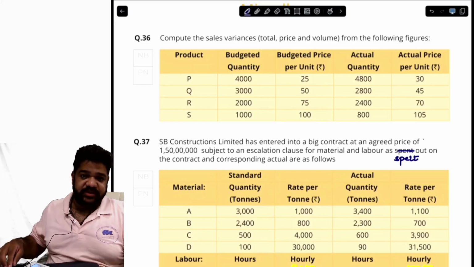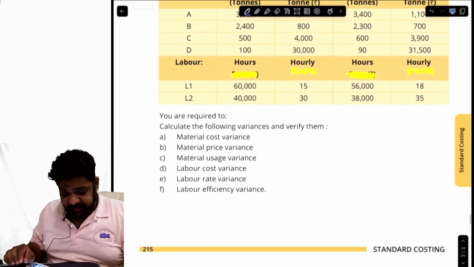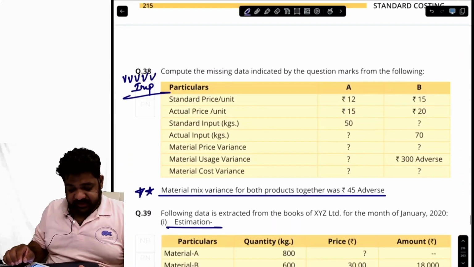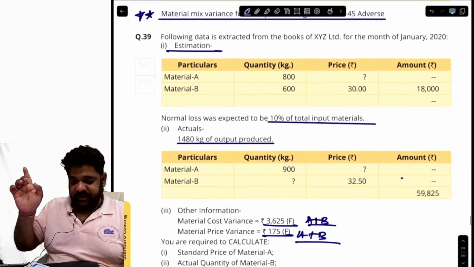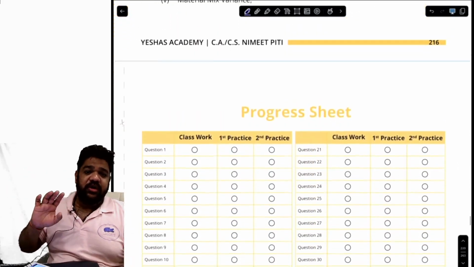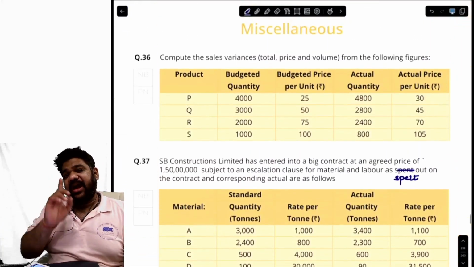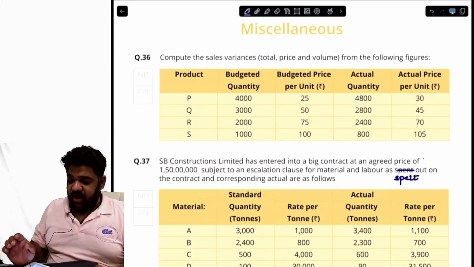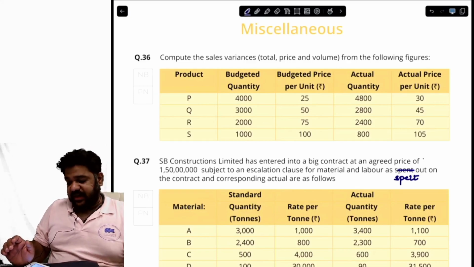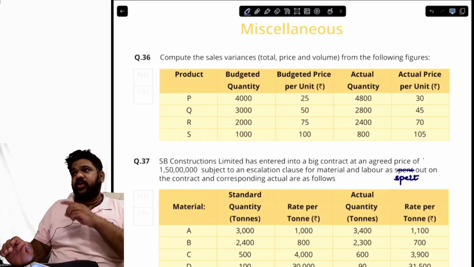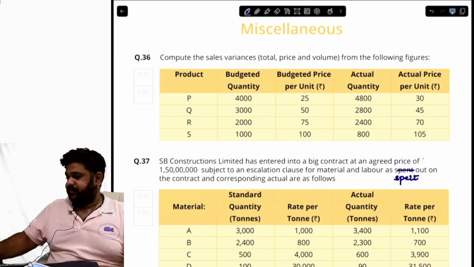The 36 question, once again, my pencil is out of battery. 36, and definitely do the 38th and the 39th question for sure. Practice them a day before exam, and 36 question also. I think that should be all from the standard costing portion. I will see you with the next topic.